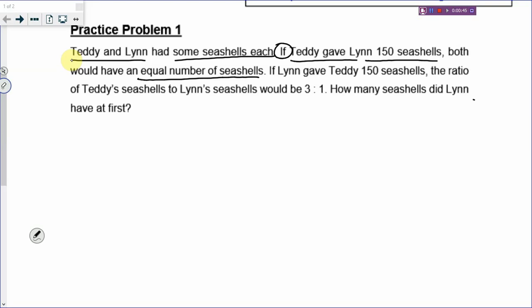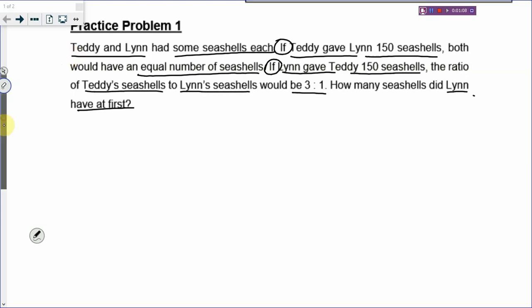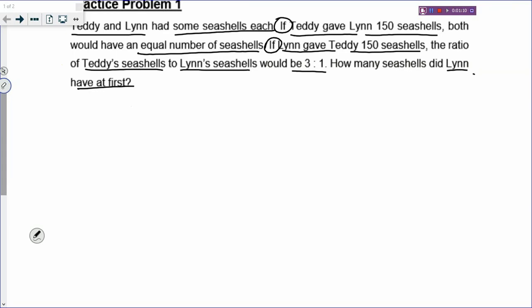So this is like a before and after problem, and there is a transfer. So the total is unchanged. Then there's a second condition, if. If Lynn gave Teddy 150 seashells, the ratio of Teddy's seashells to Lynn's would be 3:1. So there's a transfer again. So the total is unchanged. So how many seashells did Lynn have at first? All right. So how do we draw these two conditions?